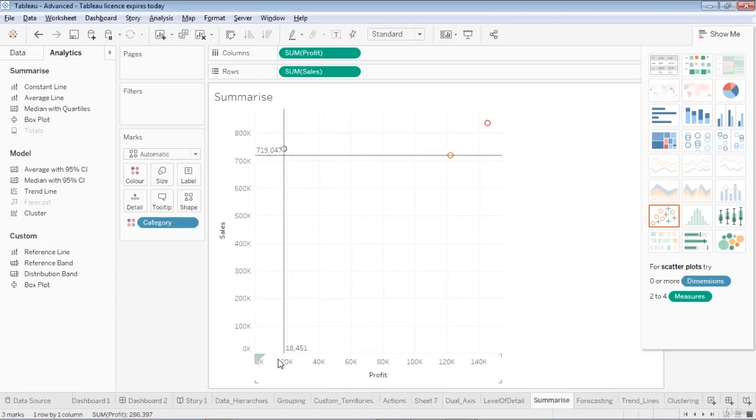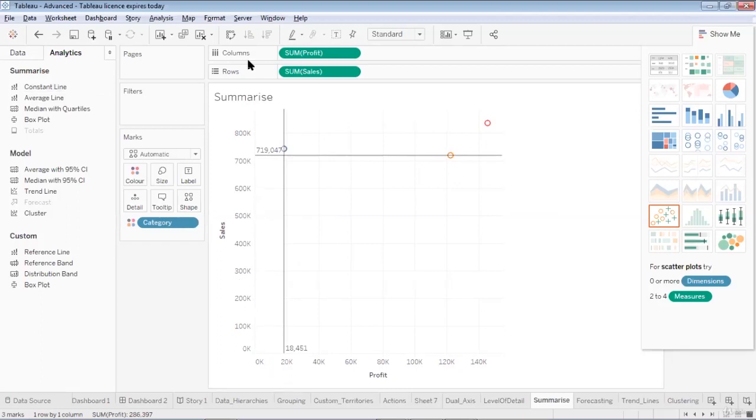So on the profit axis, if I see, the first point with the minimum profit is this, and on the sales axis the first point with the minimum sales is this one. So lines are projected corresponding to these points on the profit and sales axis respectively. So this is what the constant line function does.